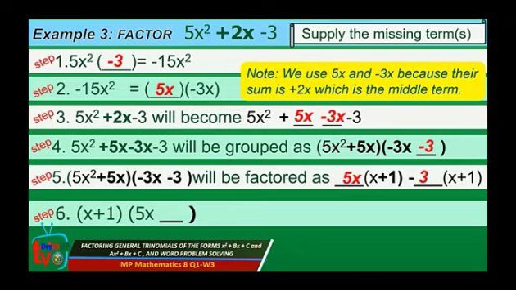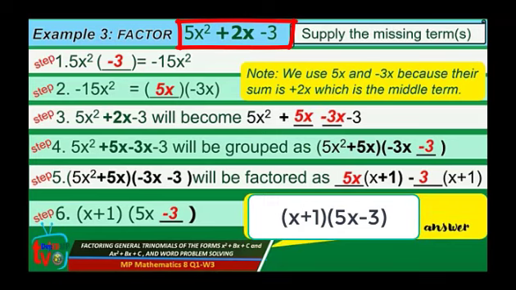Then after this, we are going to pair 5x and blank. Yes, negative 3. Okay, from our steps, we can say that the factors of 5x squared plus 2x minus 3 are the quantity x plus 1 times the quantity 5x minus 3. Very good.